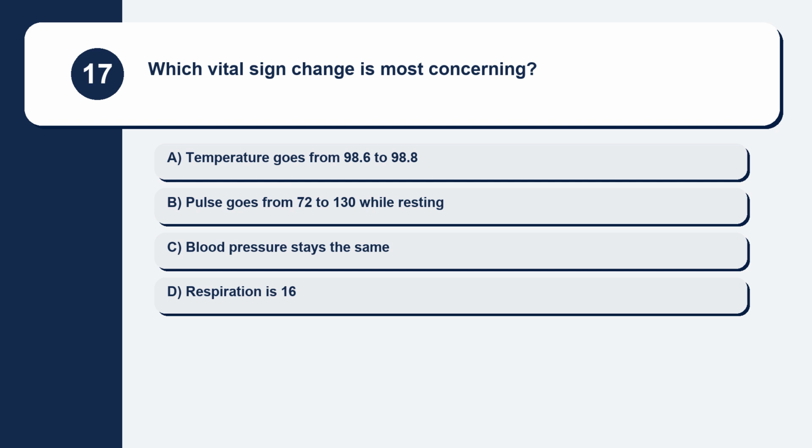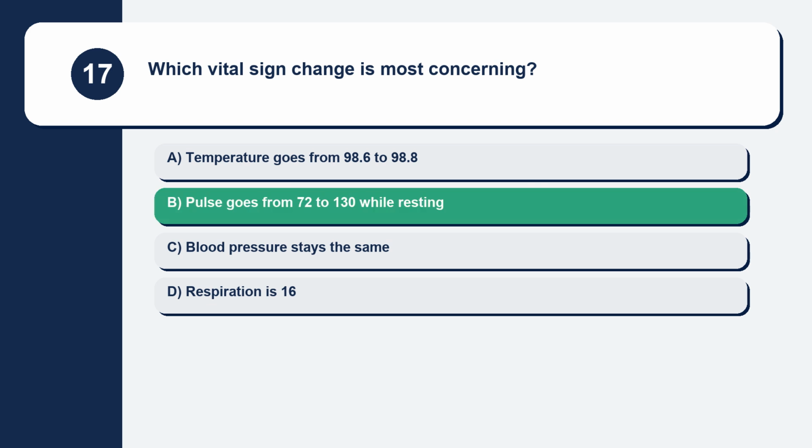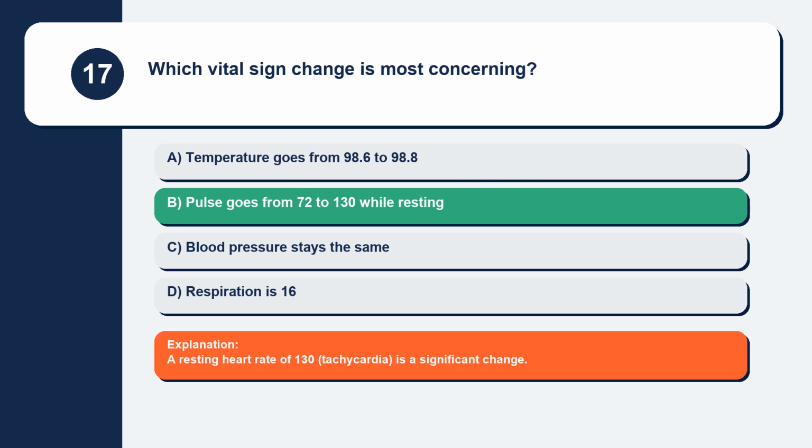Question 17. Which vital sign change is most concerning? Temperature goes from 98.6 to 98.8. Pulse goes from 72 to 130 while resting. Blood pressure stays the same. Respiration is 16. A resting heart rate of 130, tachycardia, is a significant change.